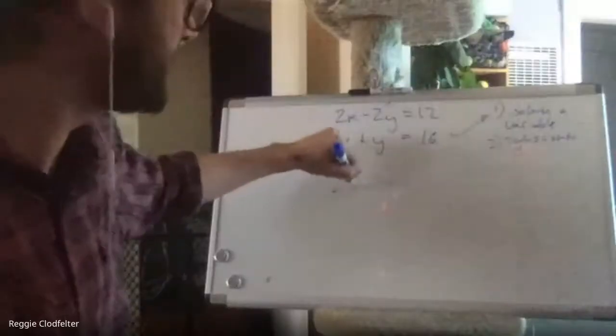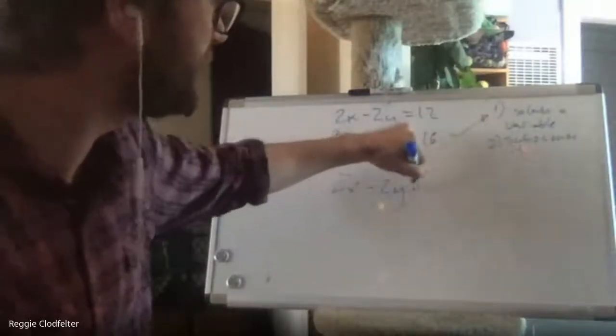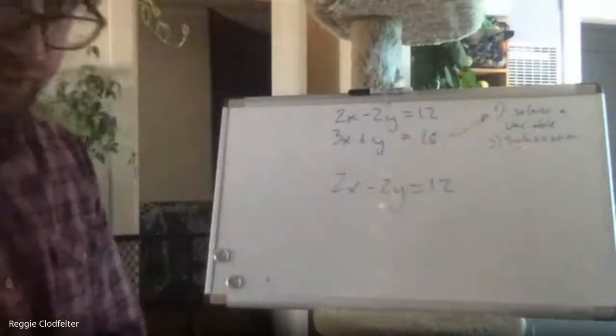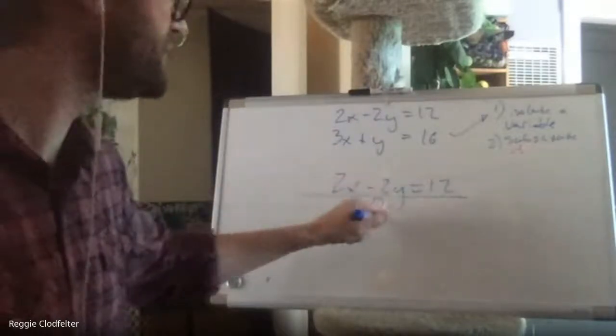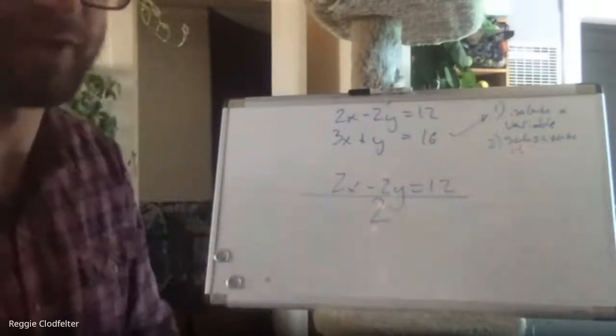To isolate the variable, I would divide 2x by 2 to get x alone. If you're going to divide x by 2, you have to divide everything in the equation by 2 to keep it true, okay? So then you get x minus y equals 6.